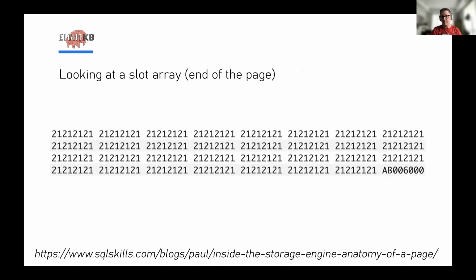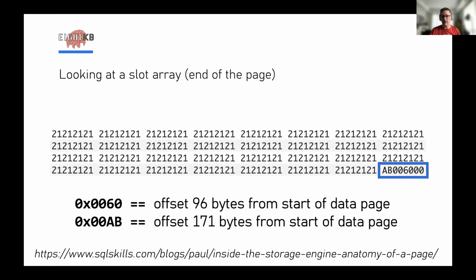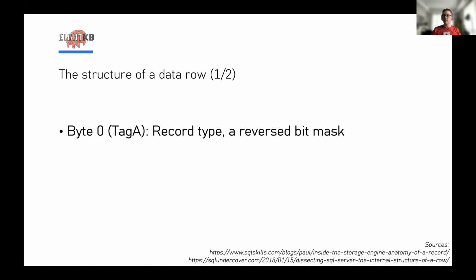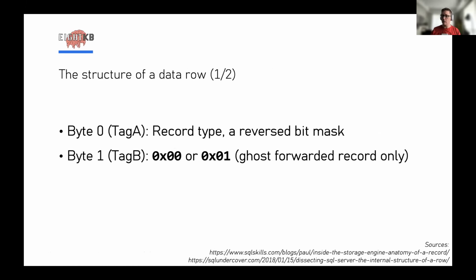At the end, the very bottom of that page, which I showed you, I scrolled all the way down, is the slot array. And that is, you count backwards from the end and it's all byte reversed. 60 is offset 96 for the first row and AB is offset 171 for the second row. Easy. Byte 0, the first byte of the record, is the record type, which is a reversed bit mask. Byte 1 is either 0 or 1. It's ghost forwarded record only. Then it's a 1, otherwise it's always a 0.